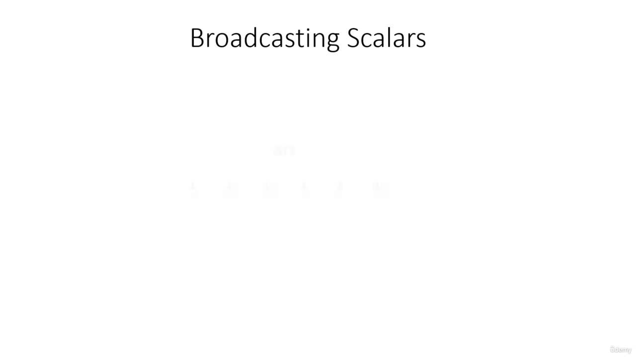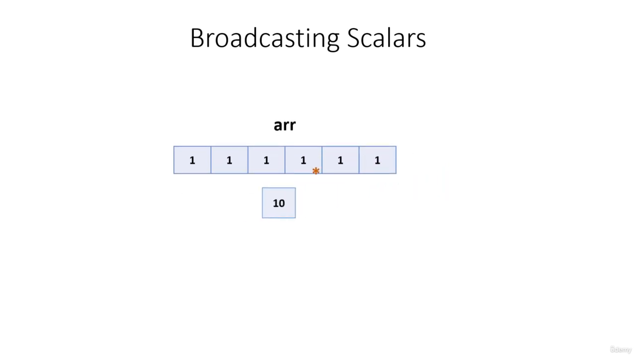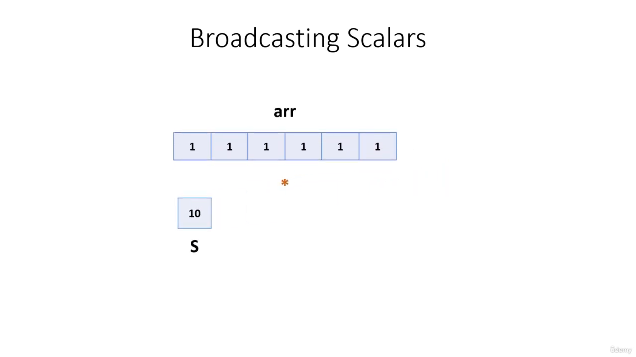Let's consider a very simple array here. An array which contains 6 elements, which are all ones, and you want to multiply this array with a scalar with the value 10. Now, this is an operation that we have already performed when we were talking about NumPy. We saw that every element of the array will be multiplied by the scalar, and this is what is broadcasting.